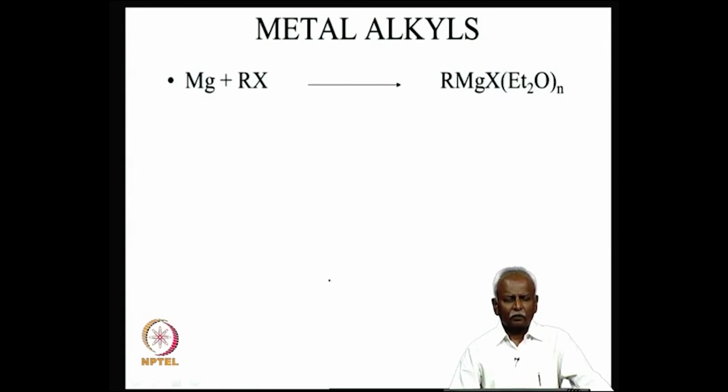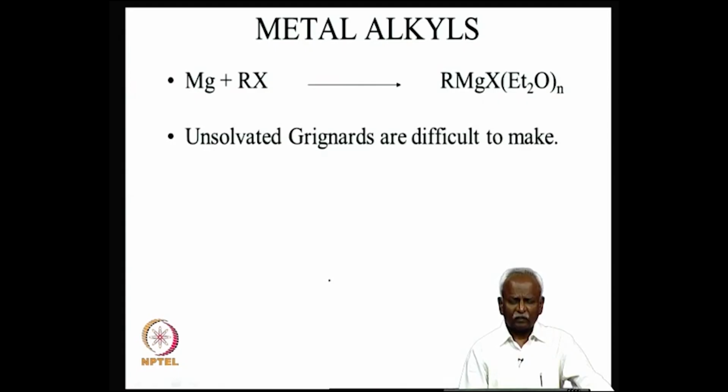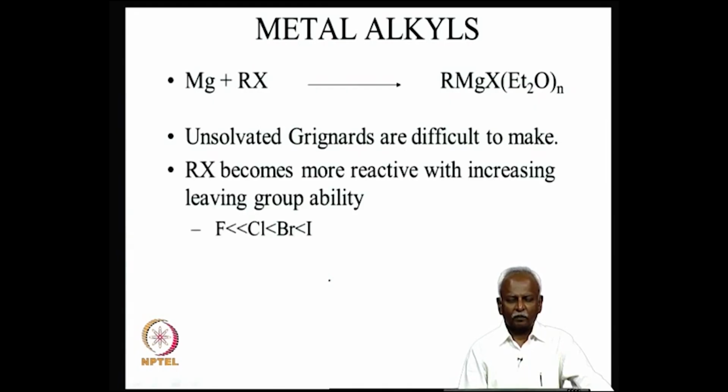So, in general, diethyl ether is a very convenient ligand. It is also a convenient solvent which is used in the preparation of Grignards, and so the RMgX is usually coordinated with diethyl ether. And if you want to make unsolvated Grignard reagents, these are extremely difficult to make, and the less you coordinate the Grignard, the more reactive it becomes.